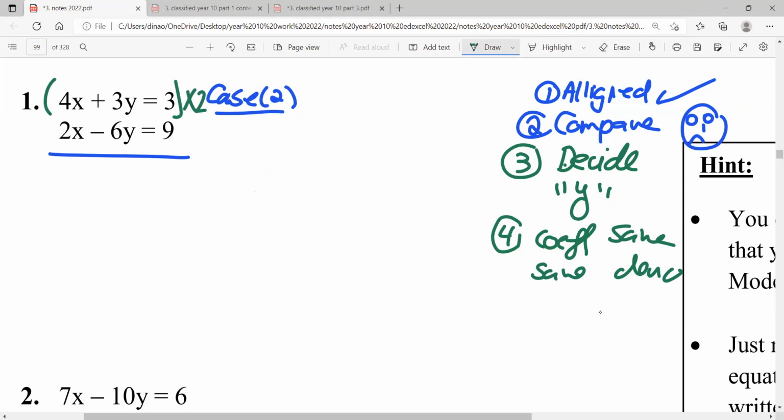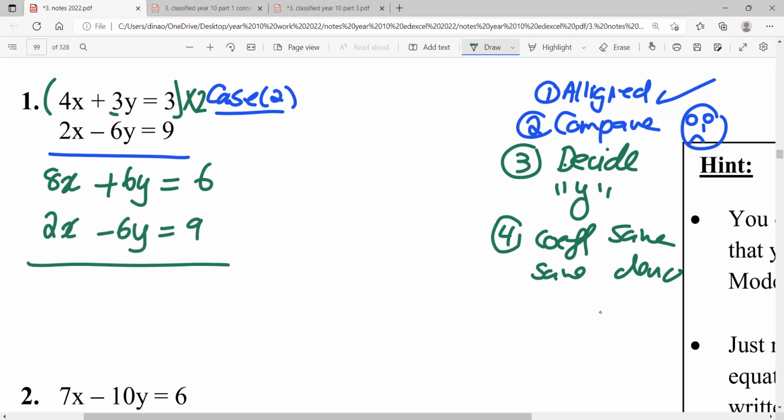So let's do the multiplication. 2 times 4x is 8x. 2 times 3y is 6y. And 2 times 3 is 6. And then you keep the second equation as it is: 2x minus 6y equals 9.